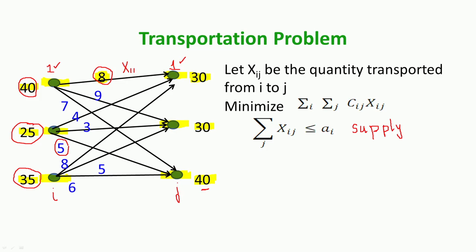For the first point, the constraint will be X11 plus X12 plus X13 is less than or equal to 40. For the second supply point, which has A2 equal to 25, the constraint will be X21 plus X22 plus X23 is less than or equal to 25. For the third point, it will be X31 plus X32 plus X33 is less than or equal to 35. So, there are 3 constraints here, represented in the form of a single expression, one each for each of the supply points.